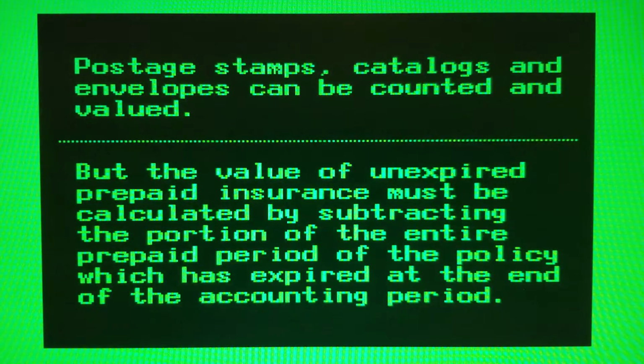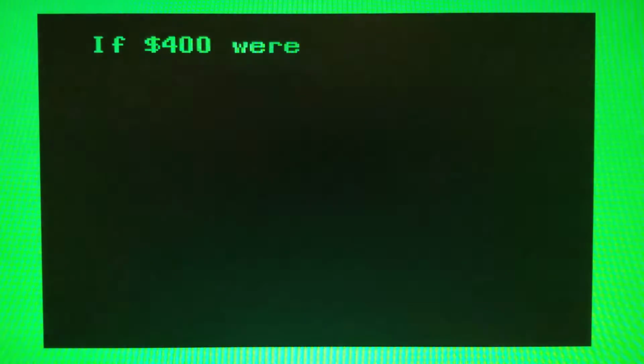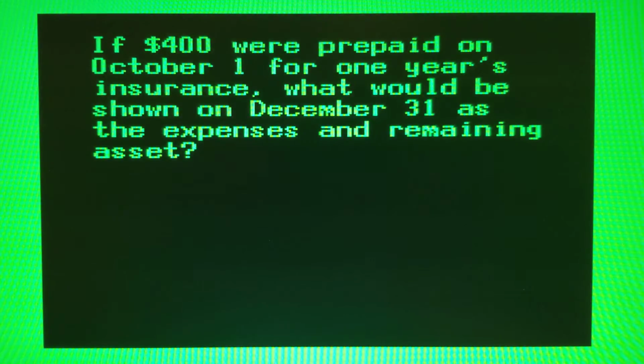Postage stamps, catalogs, and envelopes can be counted and valued, but the value of unexpired prepaid insurance must be calculated by subtracting that portion of the entire prepaid period of the insurance policy, which might be 12 months, which has expired at the end of the accounting period, which might be 3 months. If $400 were prepaid on October 1 for a year's insurance, what would be shown on December 31st as the expenses and remaining asset?